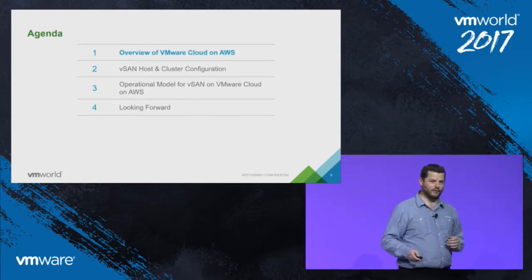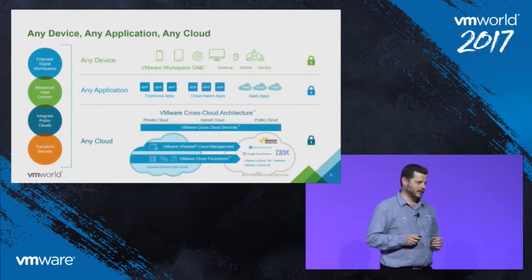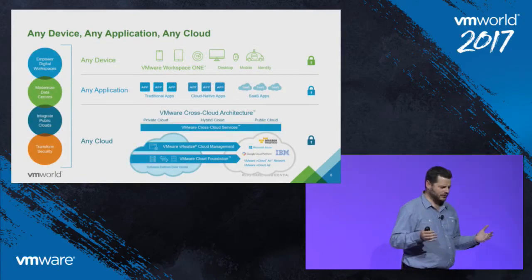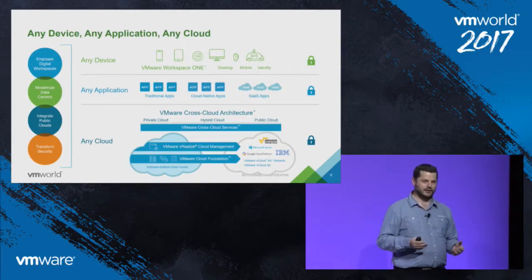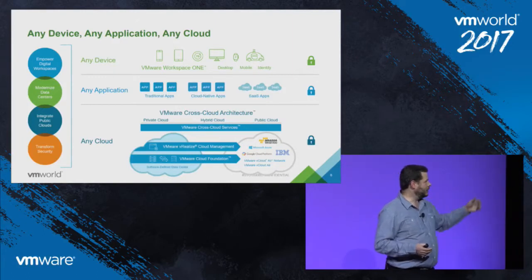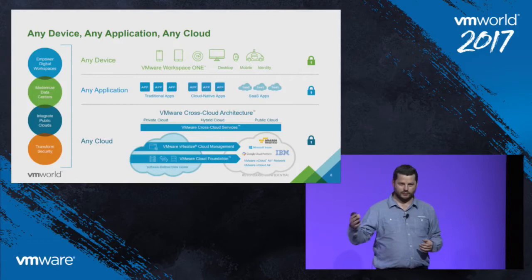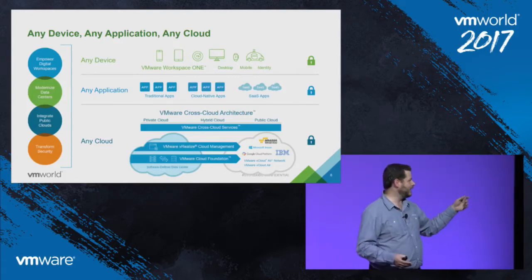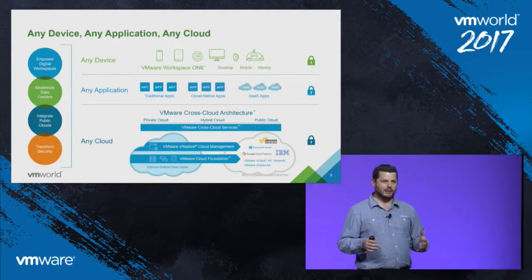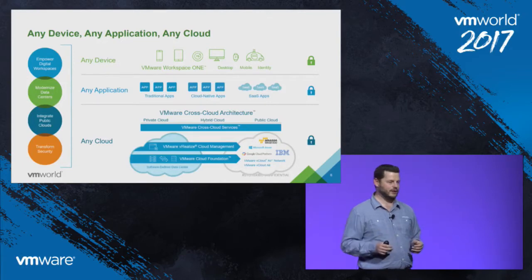So first, the overview of VMware Cloud on AWS. Really, VMware Cloud on AWS comes out of an evolution of our thinking in our cloud strategy here. I'm sure you're familiar with what we've been looking at in terms of enabling any device, any application onto any cloud. And VMware Cloud on AWS has a very specific role in that.